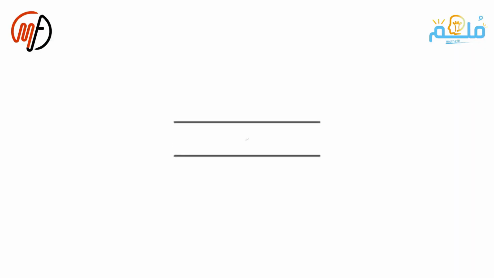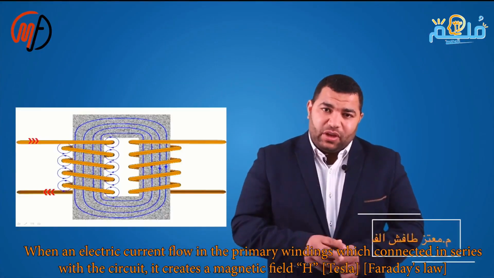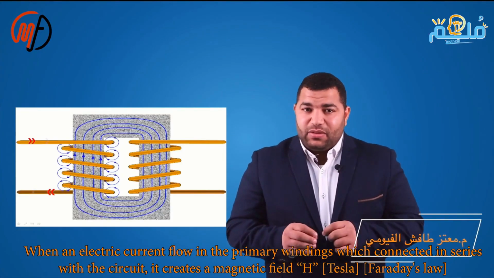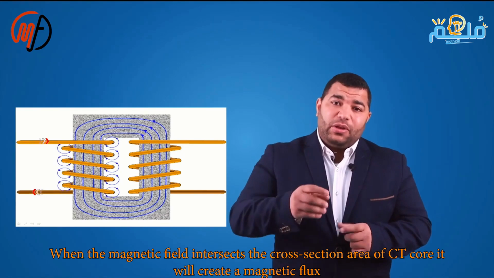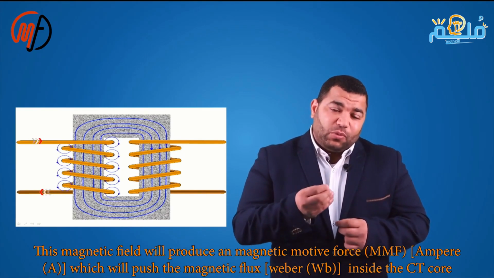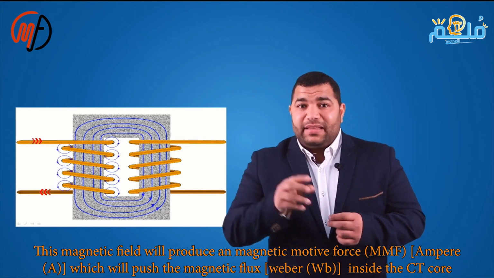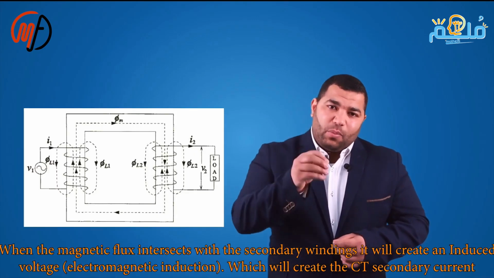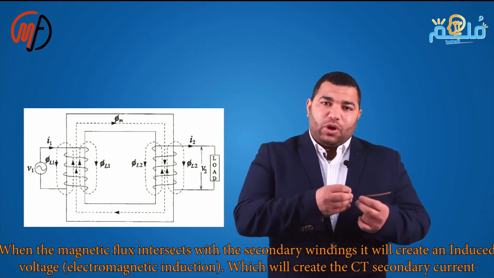When the current from the primary winding, which is connected in series with the circuit, flows, it creates a magnetic field. This magnetic field, when it intersects with the cross-section of the core, generates magnetic flux. This magnetic flux moves due to the magnetic motive force through the core to intersect with the secondary winding. When magnetic flux intersects the secondary winding, it generates an electromotive force causing the secondary current.